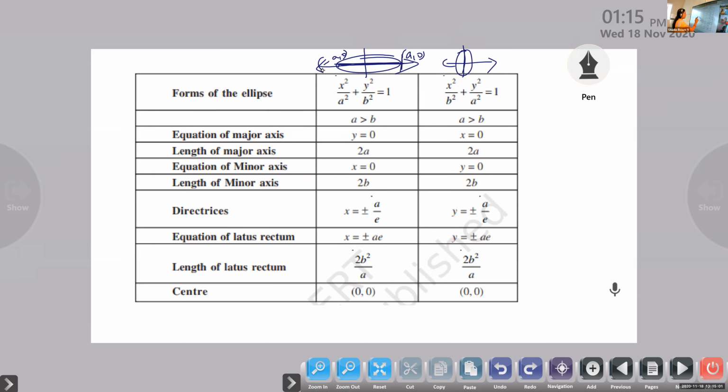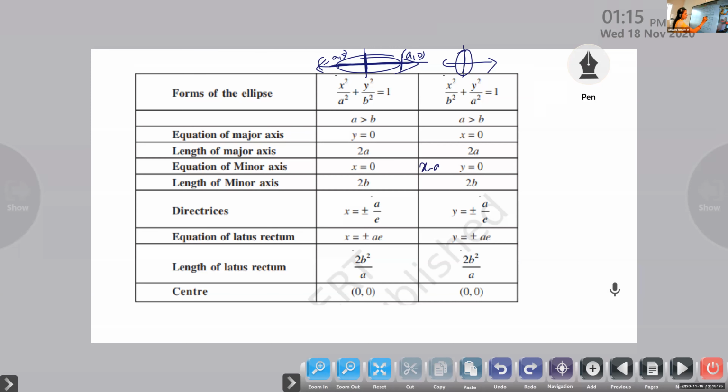Now look at the equation of the minor axis. If the x-axis is the major axis, the y-axis will be the minor axis. What is the equation of the y-axis? x is equal to 0. And the length of the minor axis is 2b. Here also, in the next case, if the major axis is the y-axis, the minor axis will be the x-axis.